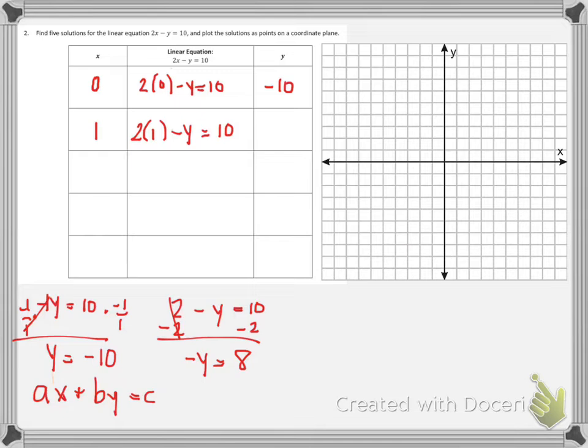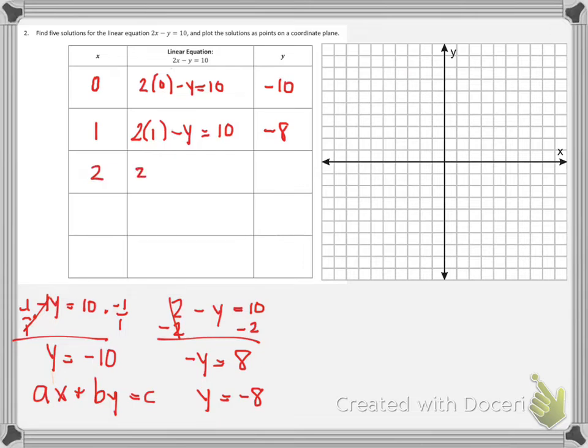And then hopefully you'll see that when we have a negative y, we can just say, well, if I change my y to positive, then my answer is going to change to its opposite as well, which makes it negative 8. So when x is 1, y is negative 8. What about when x is 2?